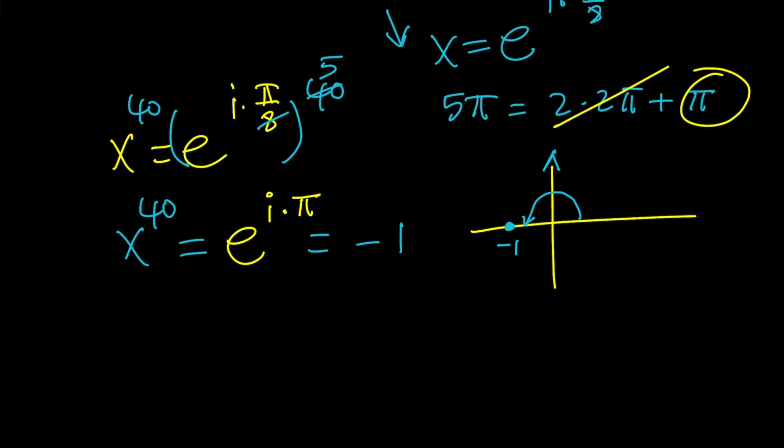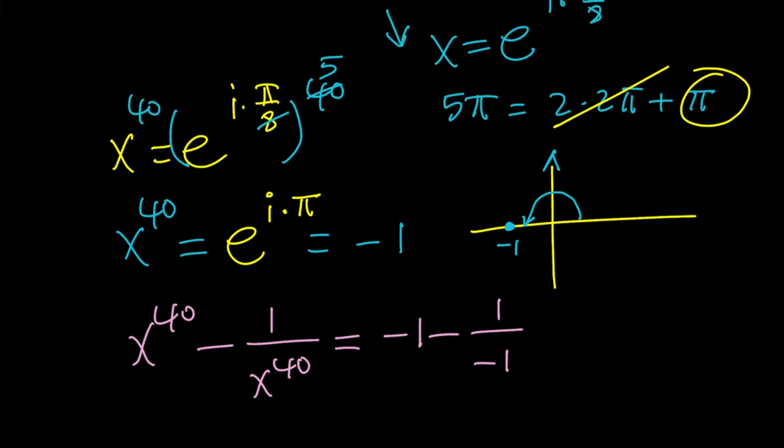But wait a minute, what am I trying to evaluate? x to the 40 minus 1 over x to the 40. x to the 40 is -1. This is minus 1 over -1. And that is just -1 plus 1. And that is 0. Yay!